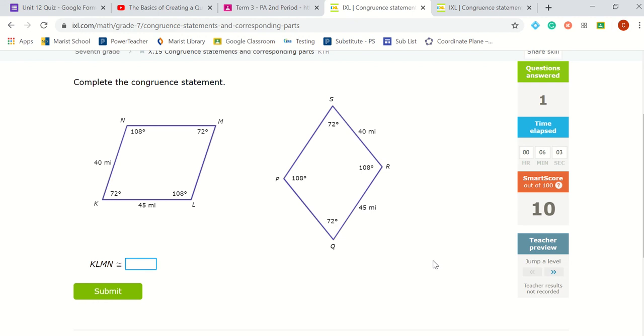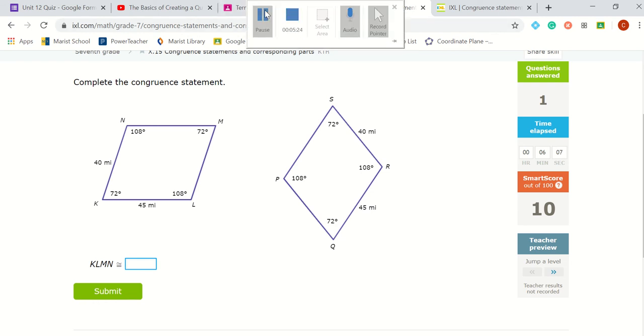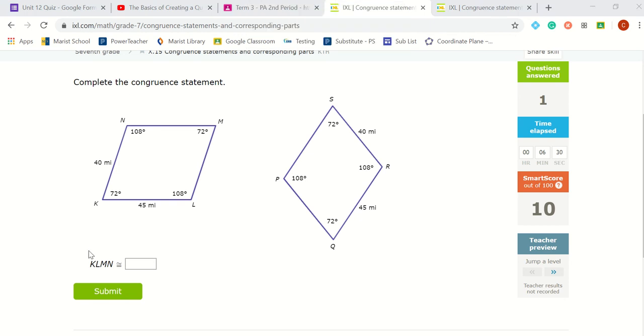All right, the same thing holds true with quadrilaterals as well. Let me pause. Let's get it copied over. I'm actually not going to copy it over. So here we have quadrilateral KLMN. K is first. 72 degrees. K is 72 degrees. What's 72 degrees over here? Q is and S is. All right, so let's just put Q. It actually would not matter which one goes there. Either one would work.